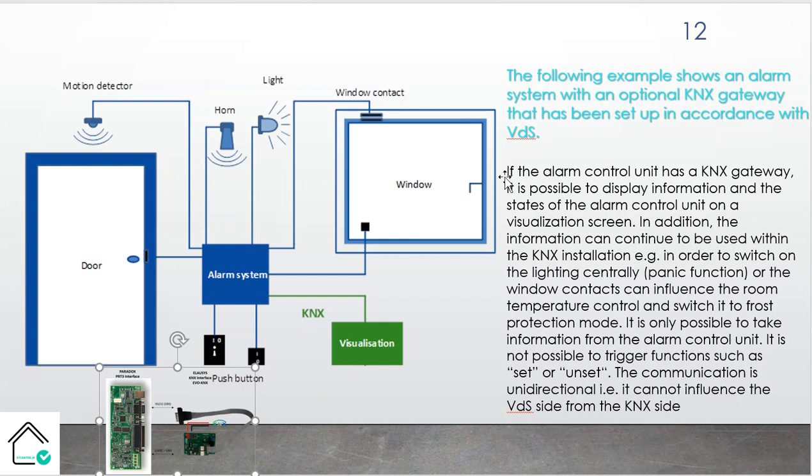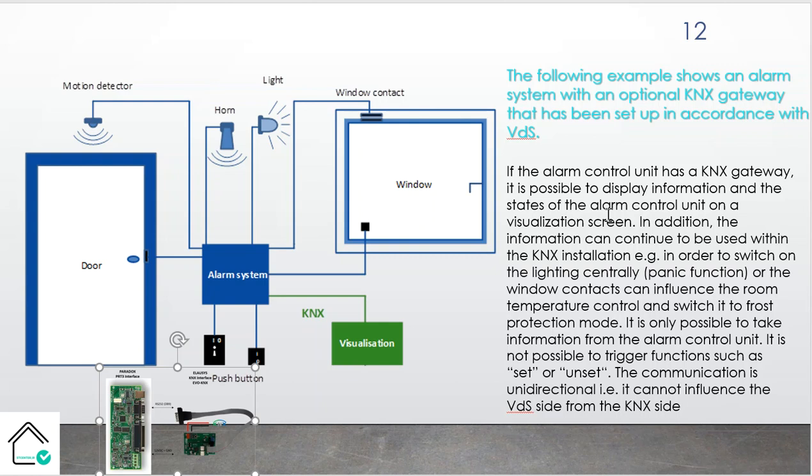The following example shows an alarm system with an optional KNX gateway that has been set up in accordance with VDS. Okay, so this is something very professional. If the alarm control unit has a KNX gateway, it is possible to display information and the states of the alarm control unit on a visualization screen. So you can always check your systems because you have the gateway to the security systems.